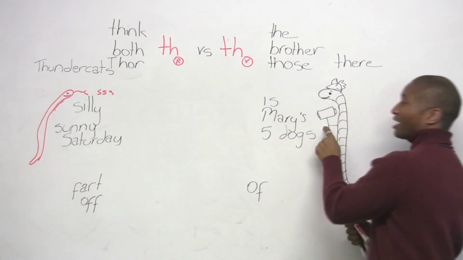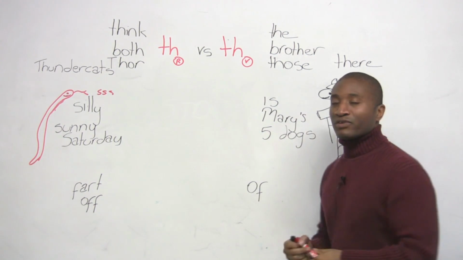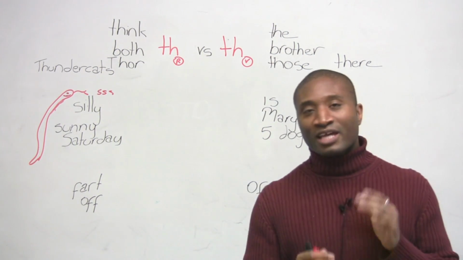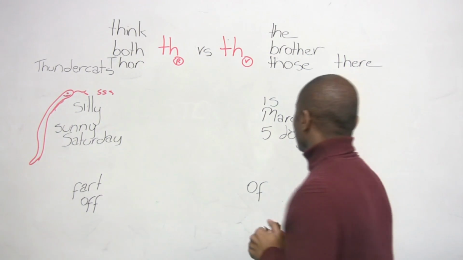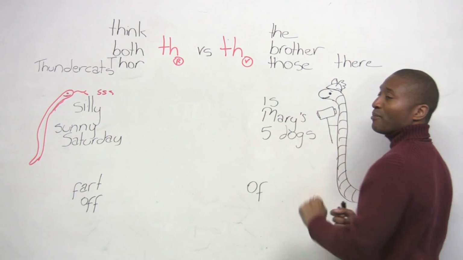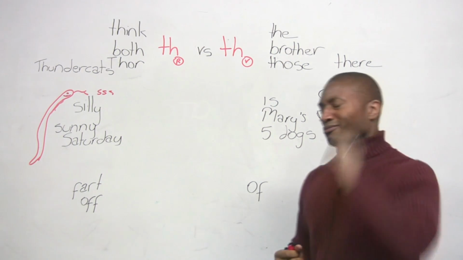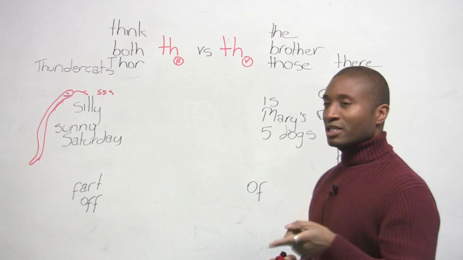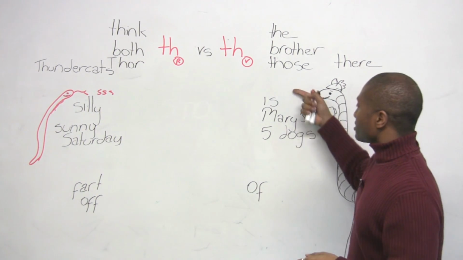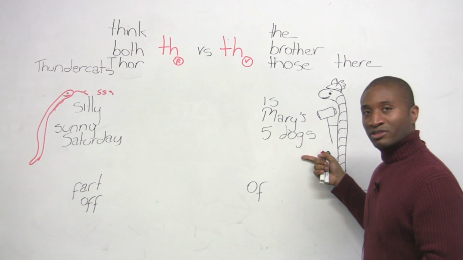Now, over here, he's got a hammer to smash up the snake, Ezekiel, see? Okay? He's got a different sound. He's got a Z sound. Now, it's still the S that you see on words, like, is Mary's house big enough for the 5 dogs? Huh? It was a silly, sunny Saturday. Is Mary's house big enough for the 5 dogs?